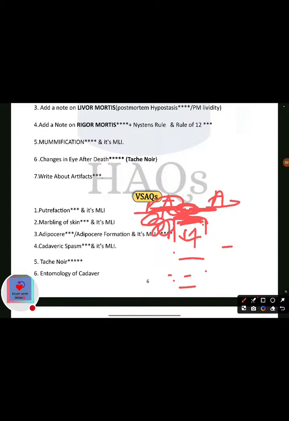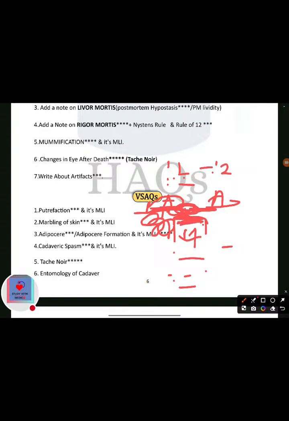Onset and duration: it begins 1 to 2 hours after death and takes a further 1 to 2 hours to develop. The rule of 12: rigor mortis takes 12 hours to develop fully, it stays for 12 hours, and it takes a further 12 hours to disappear. So fully developed in 12 hours, stays for 12 hours, further 12 hours to disappear. This is known as the March of rigor: 12, 12, 12.